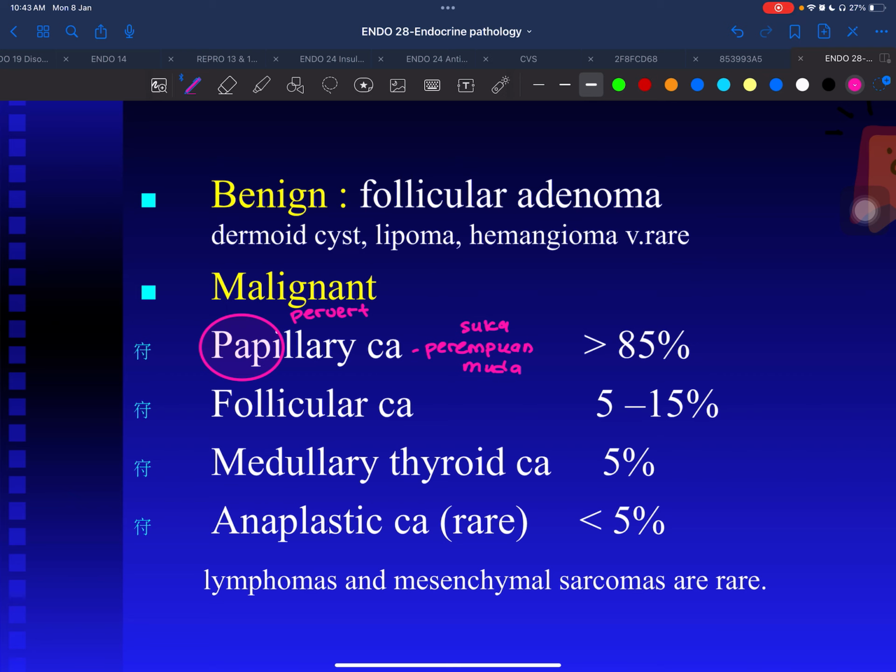Okay, so all are cancers. Commonest papillary, follicular second commonest, medullary 5%, anaplastic nasib baik rare. And it is very aggressive, nasib baik dia rare. Dia sangat jahat. 1 month meninggal. Okay, 1 to 3 months selalunya the prognosis is very bad. And lymphomas can also occur in the thyroid.